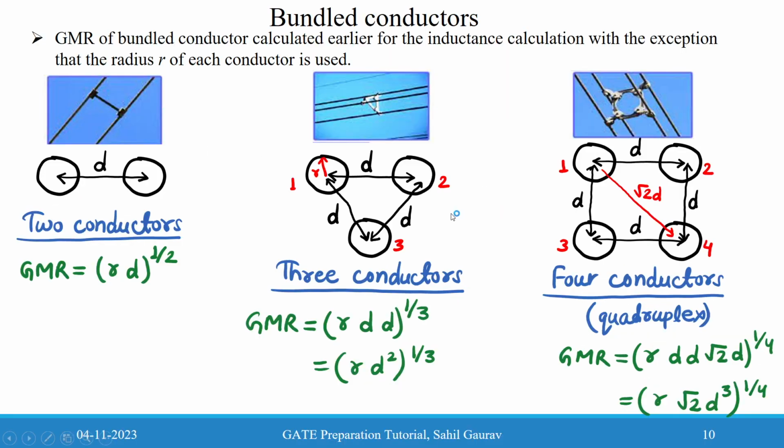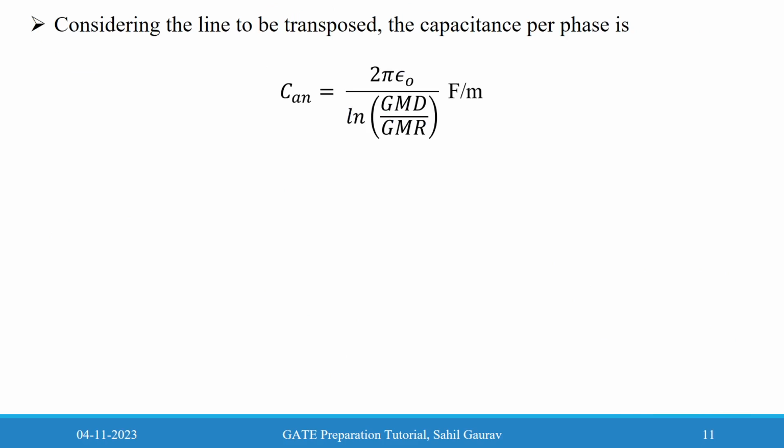I hope everything is clear. So similarly, we can find this for bundled conductors. In the place of R, we will use the GMR to find the capacitance per phase. Capacitance per phase with respect to neutral point, Cn, is 2 pi epsilon naught divided by ln of GMD divided by GMR, farad per meter.